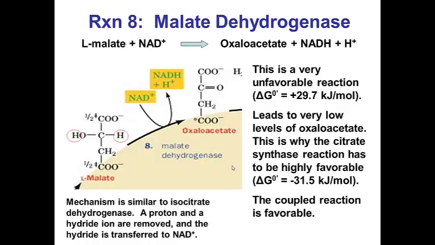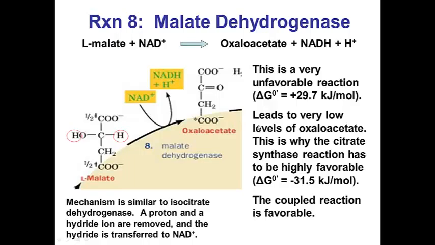If you remember, when we talked about isocitrate dehydrogenase, we said that we removed a proton from the hydroxyl group and we removed a hydride from the carbon. The hydride is transferred to NAD, and when this happens, this forms a carbonyl as opposed to the alcohol. So this is a case where we're oxidizing an alcohol to a carbonyl in order to reduce NAD to NADH.